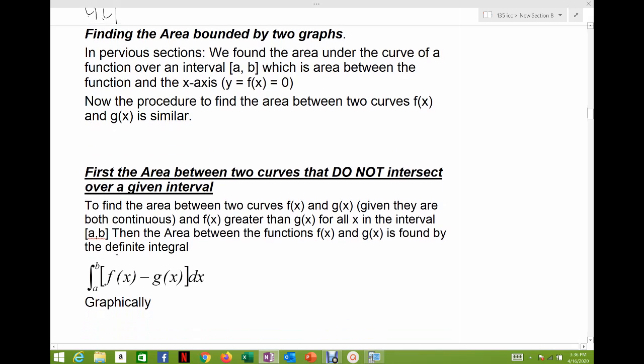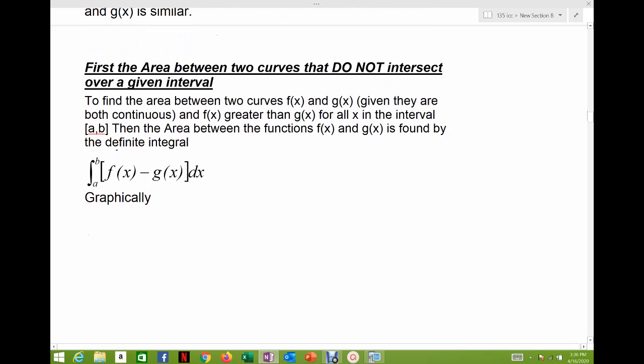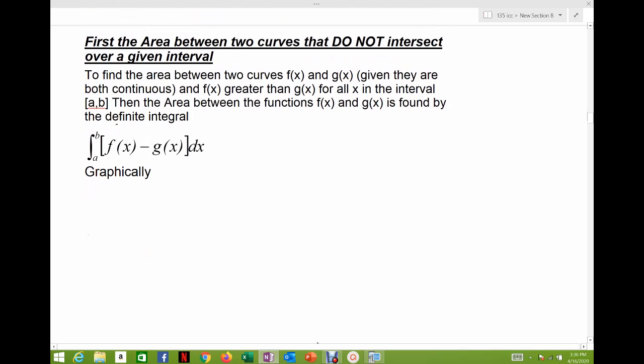Alright, so this procedure is similar, but we do have to do a little tweaking with it. The fundamental theorem of calculus solves for area under the curve bounded by the x-axis. It's specific to the accumulation of my function values between the function and the x-axis. Well, when I have an area between two functions, that's not necessarily the case. So we do have to do a little tweaking with it. And so the theorem that we use, the area between two curves that do not intersect over a given interval, is the first one, and then we're going to look at cases where they do intersect.